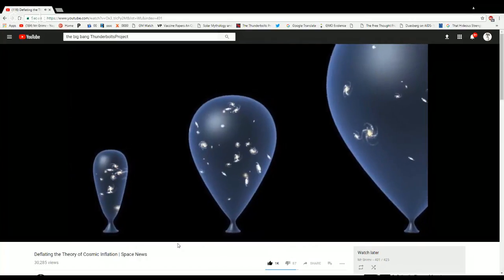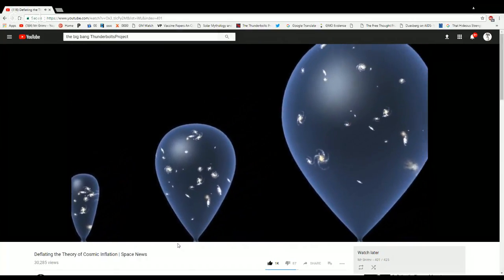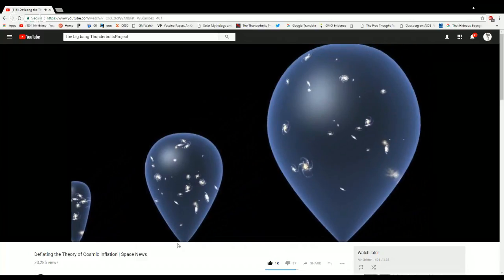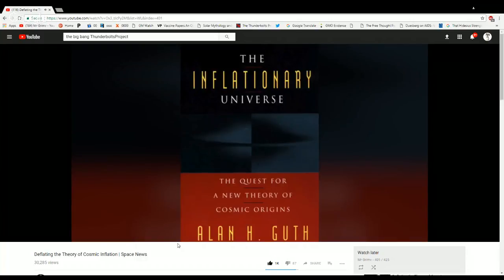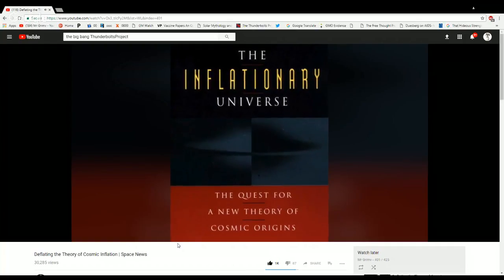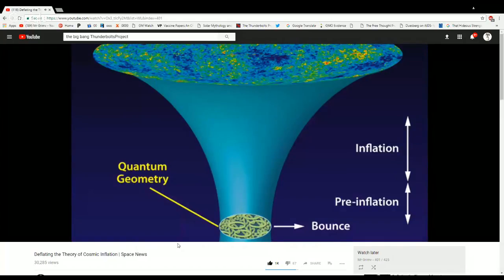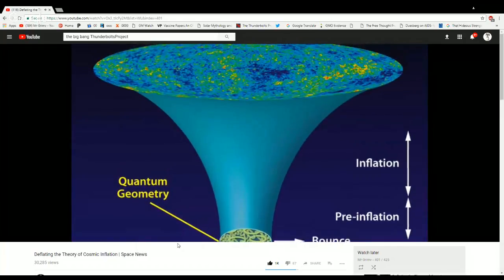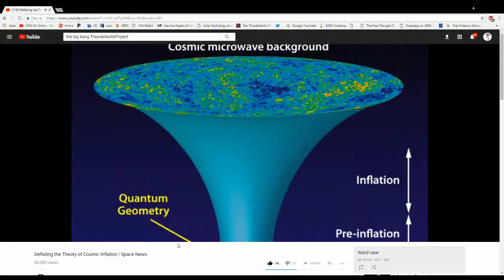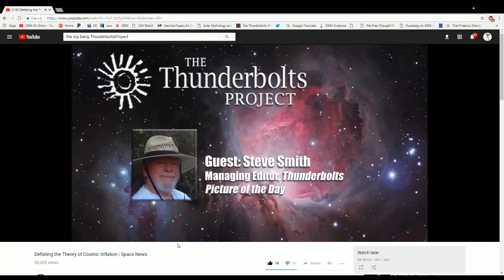His solution for the observed homogeneity of the universe in general and of the CMB in particular was a period of inflation. In August 1980, he published The Inflationary Universe, a possible solution to the horizon and flatness problems. Today, inflation is one of the foundational principles in Big Bang theory because it, quote unquote, solves the homogeneity problem.